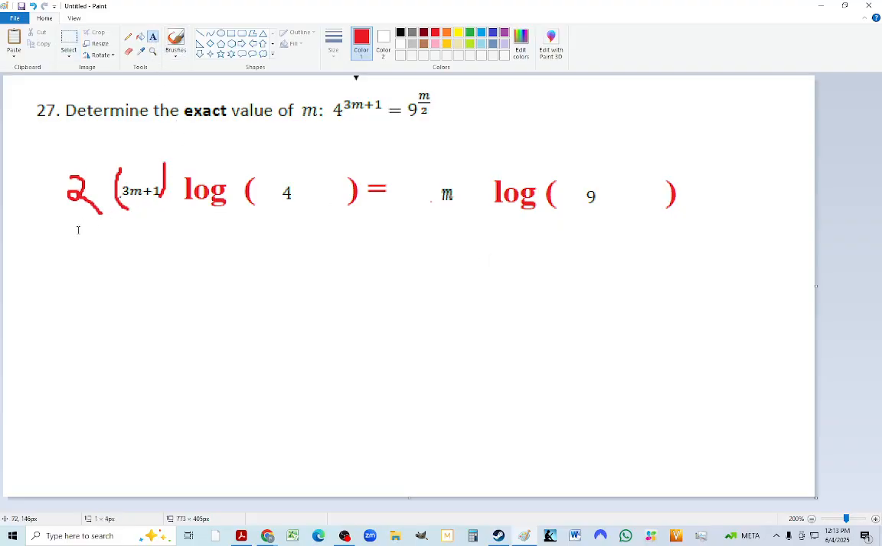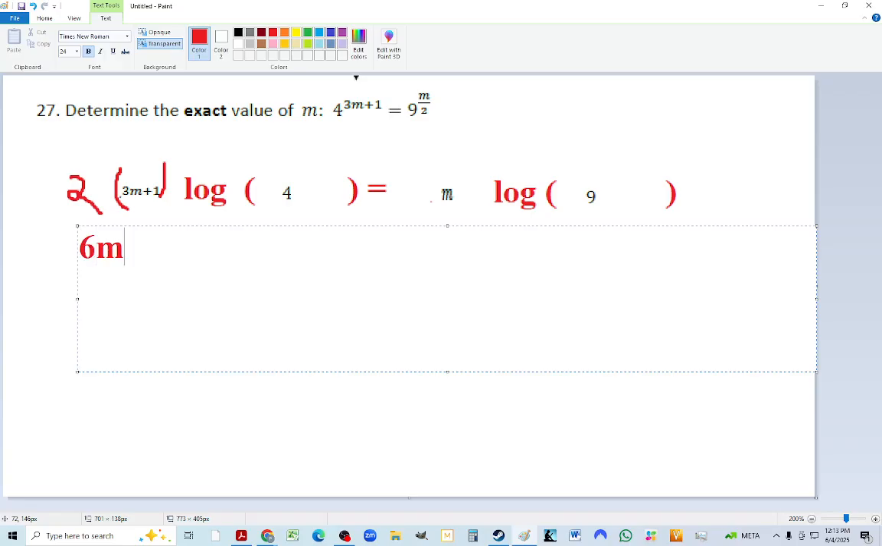Well, let's multiply that through. I get 6m plus 2, all in a bracket. It's important to keep your brackets because it's got to distribute through log of 4. But log of 4 is just a number. Just remember that. If this was base 2, the answer would be 2. But if I make that log 2 on that side, I would have to make it log base 2 on this side, and there is no easy answer for that.